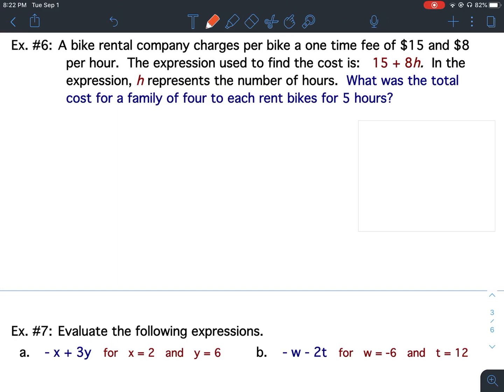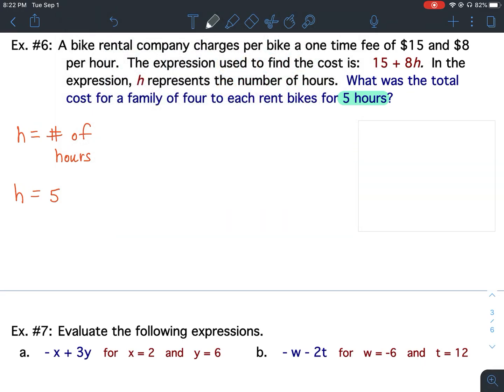Well, they want to know how much it would cost for a family of 4 to each rent a bike for 5 hours. Well, again, H represents the total number of hours. And in this problem, they rent the bike for, it's right here, 5 hours. So H will equal 5.